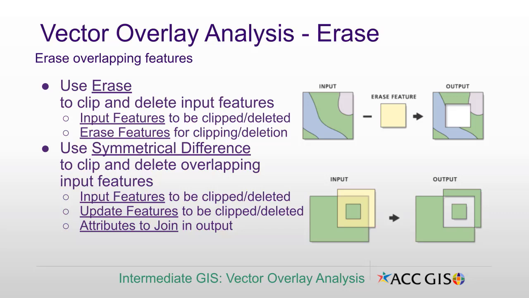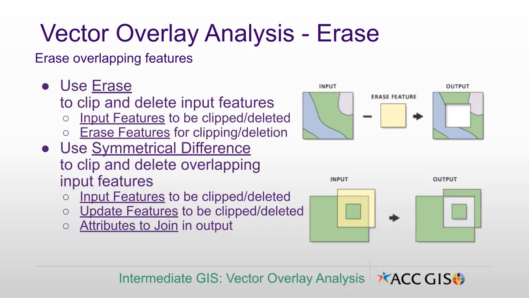And if you look at the diagram on the right, you can see my input layer minus my erase feature includes my output layer. I can imagine utilizing a tool like this if I was doing future development scenarios. And so I wanted to clip out the current area and then generate different scenarios that I would plug in to the portion that was erased in my output.